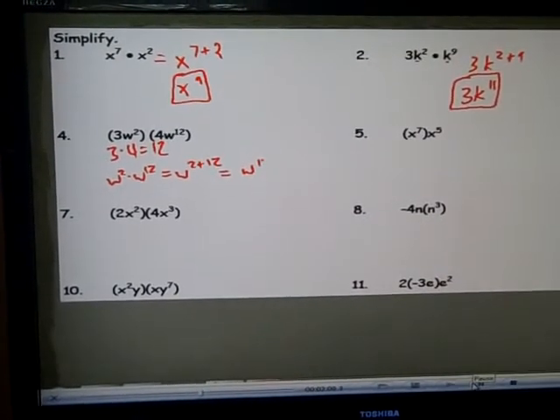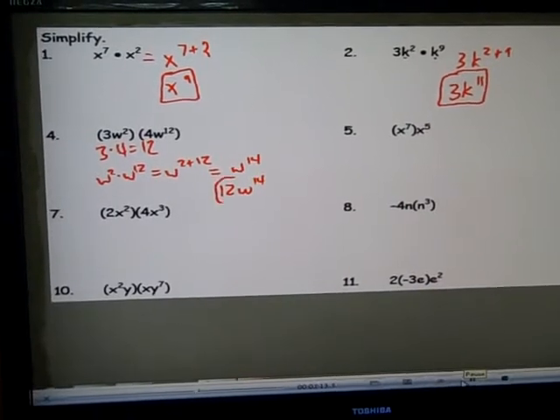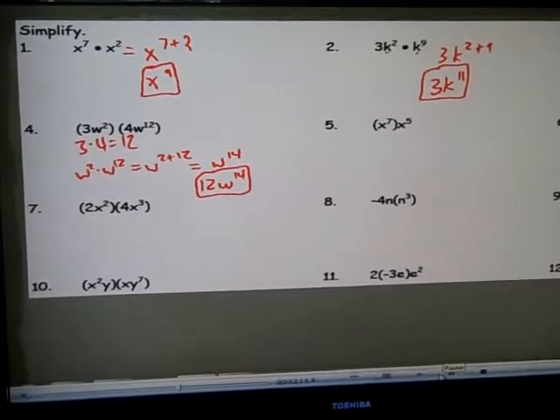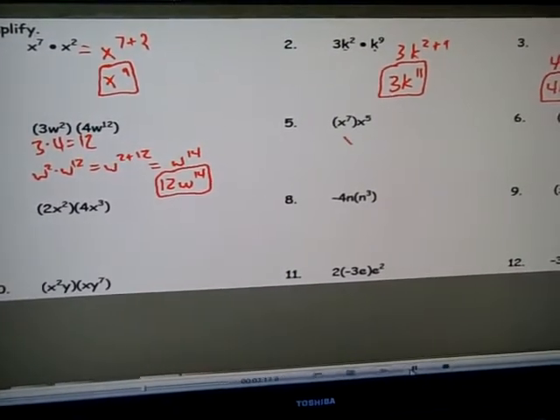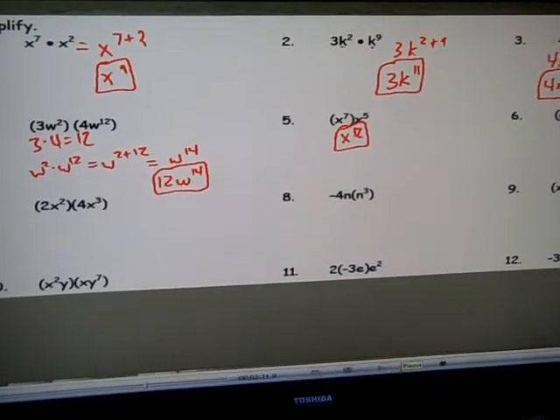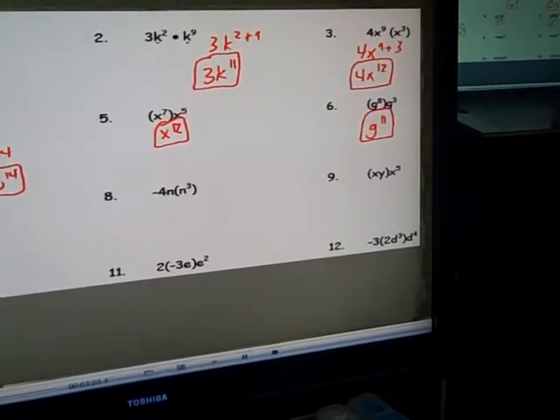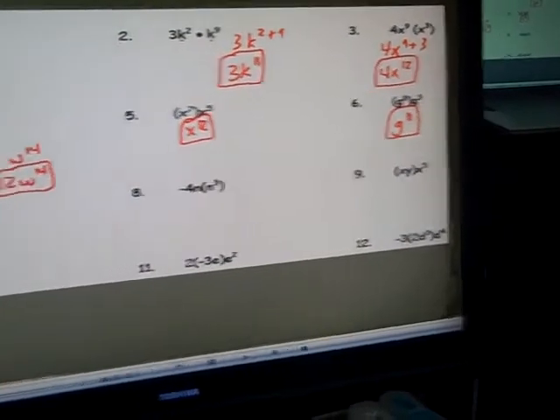You can separate them, do the numbers first, and then the exponents, and then combine them in the end. Just know that you're multiplying all the way through. Number 5, x to the 7th times x to the 5th. Combine the exponents. 7 plus 5 is 12. Same thing with number 6. 8 plus 3 is 11. G to the 11th is the final answer.